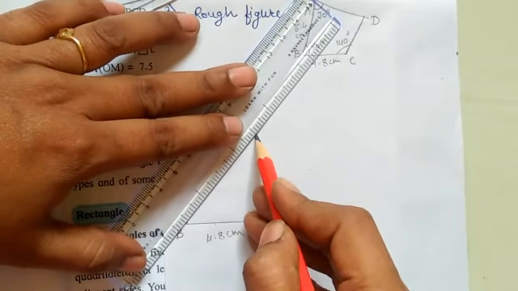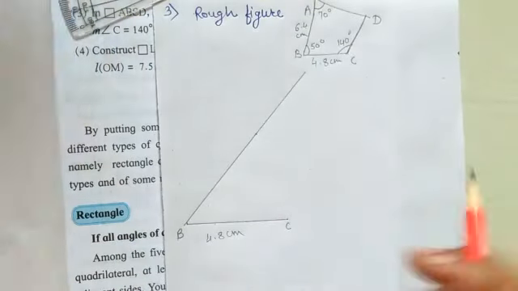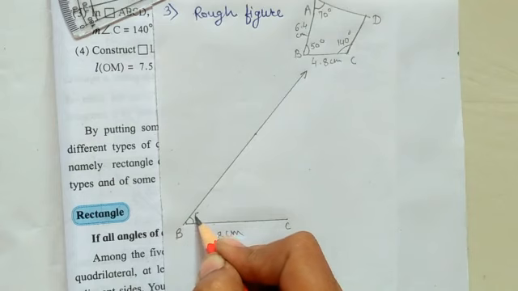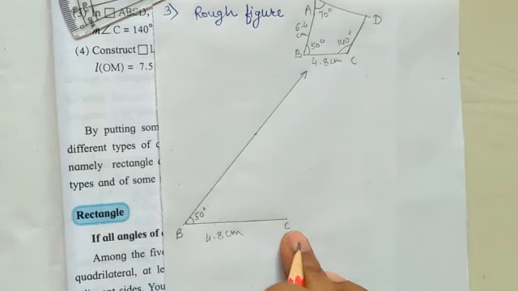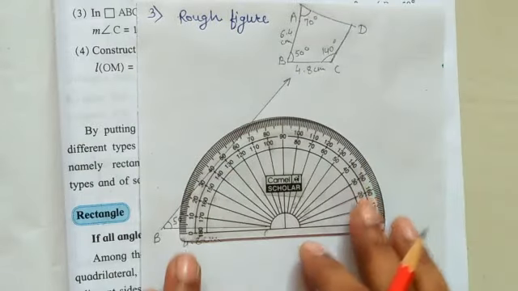Join the point. Put the arrow. This one is of 50 degree. Now measurement angle C is 140 degree.